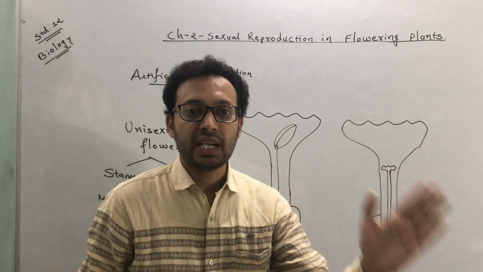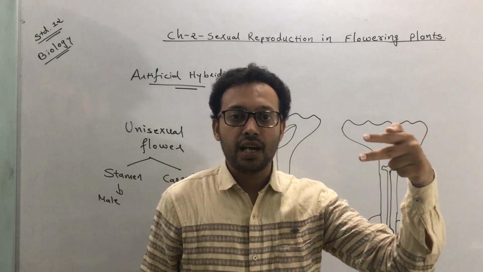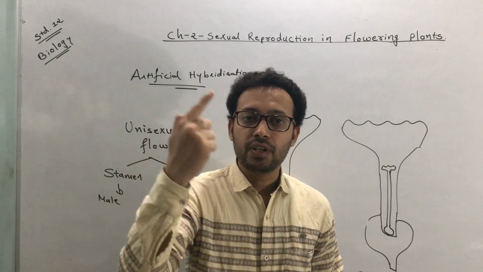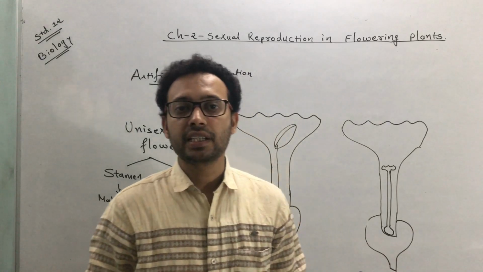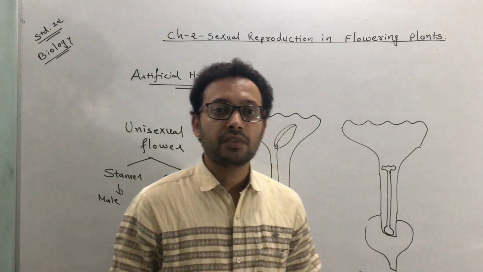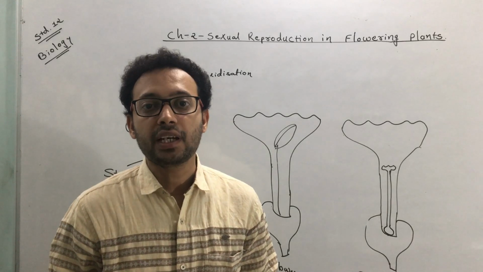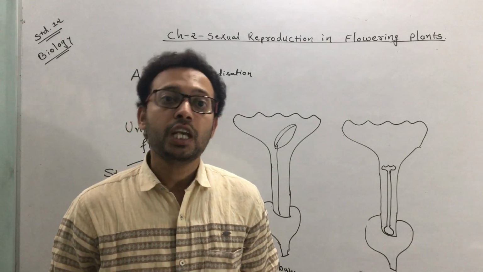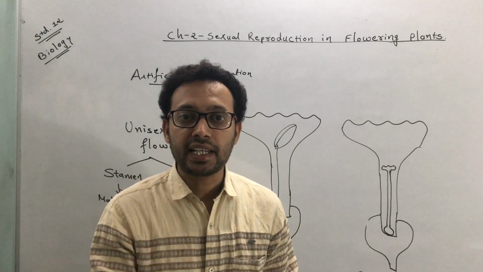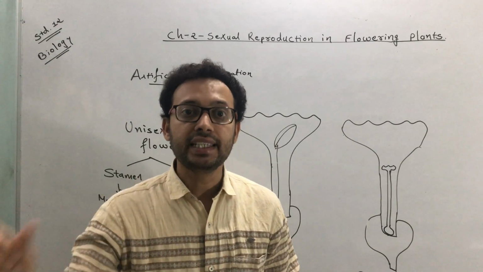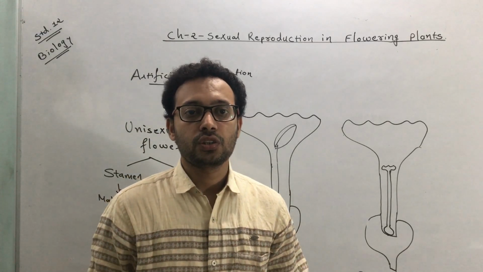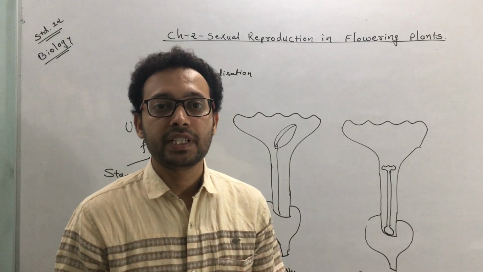So in short, if it is bisexual, two procedures are performed to get an artificially hybridized product: emasculation and bagging. And if it is unisexual, only one procedure is performed, that is bagging, and then rebagging. So that's all about artificial hybridization. What is the importance of artificial hybridization? As I said at the start of the topic, it has very good importance in crop improvement programs. By using the desired pollen grain, we can get only the desired crop or plant. So clear, students? This is a very short note. This is called artificial hybridization.